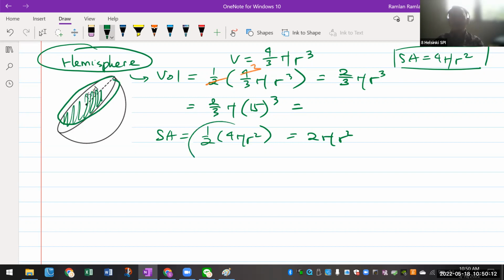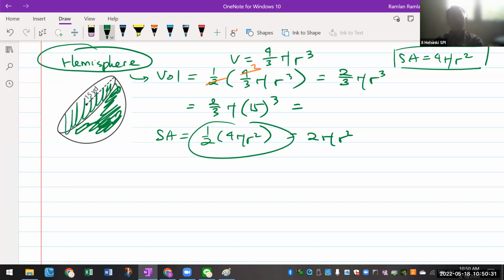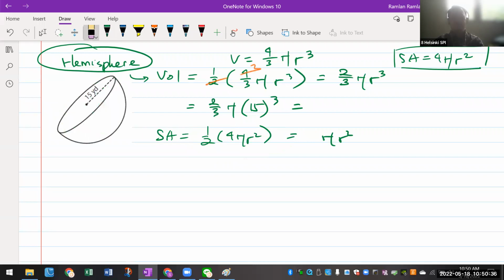So this half times 4 pi r square is only the sphere part, this area over here. But since you are cutting this in half, if this is a solid, then you also need to calculate this area over here, which is the circle. So I'm going to write down here, that will be plus the area of a circle. The area of a circle is pi r square, right?